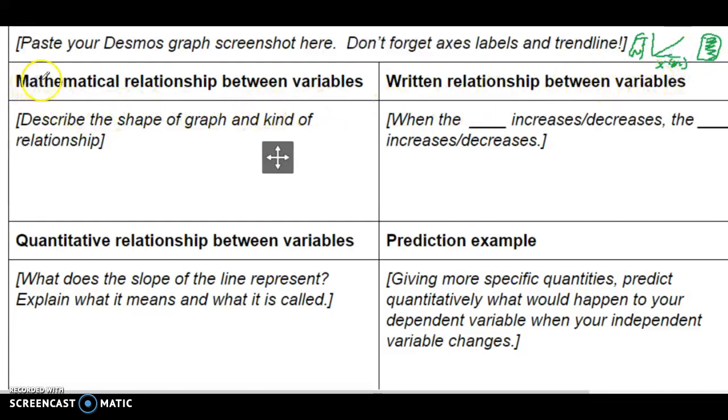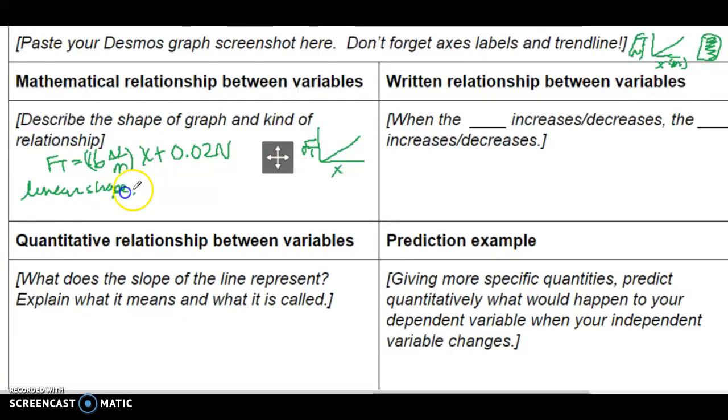Then the mathematical relationship between the variables. This is where you describe the shape of the graph and the relationship, and you're also going to put the equation here. So you're going to rewrite your equation, whatever yours was, this was mine. And when I look at the graph, what kind of shape is it? It's a line, so it's a linear shape. And the relationship between force and displacement is what? What is that called? Remember, the special kind of linear when it has a y-intercept of 0.